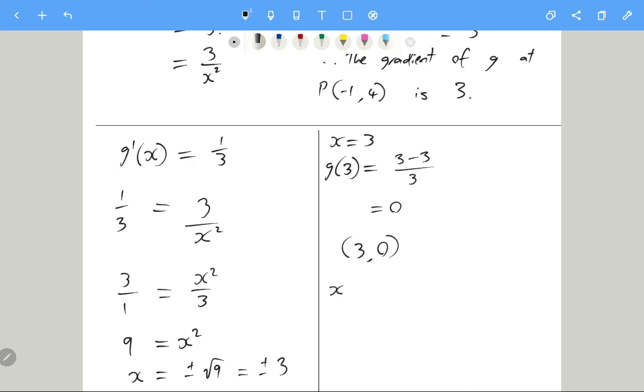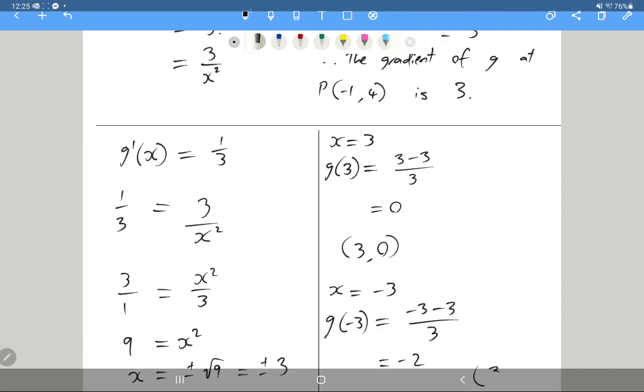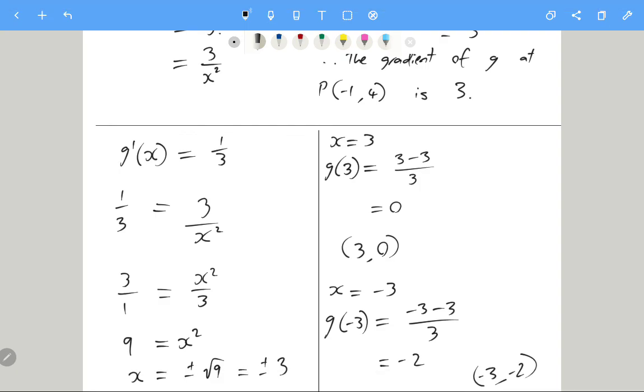And for the second point, x is equal to negative 3. It's going to be g(-3), which is equal to negative 3 minus 3 over 3, which is minus 6 over 3, which is minus 2. So the second point is going to be (-3, -2). Alrighty, so there are the coordinates of that point.